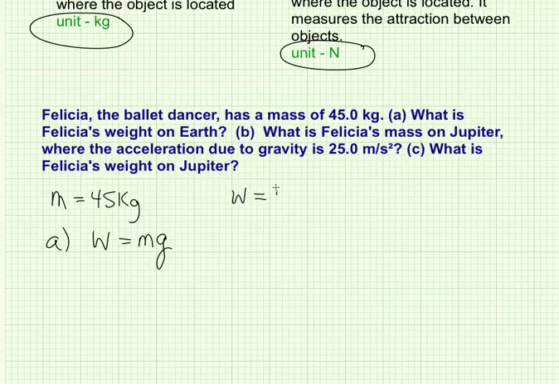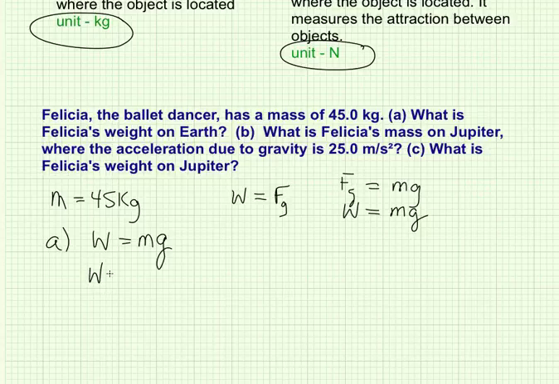Now, as far as symbols and equations, you might sometimes see that the weight equals the force due to gravity. Those mean the same exact thing: the force due to gravity, which is by definition what weight is, equals mg, or weight equals mg. They both mean the same thing, so don't worry about it. Either one of those, they all represent the same thing. So we want to know the weight on Earth.